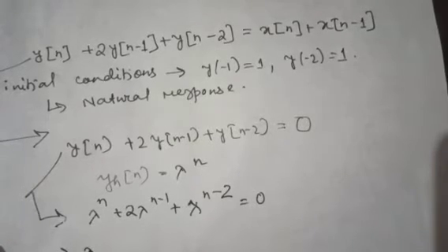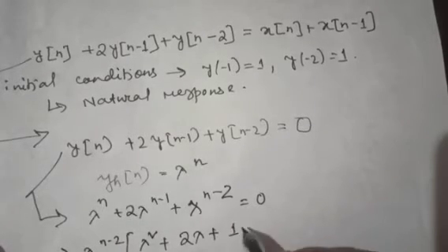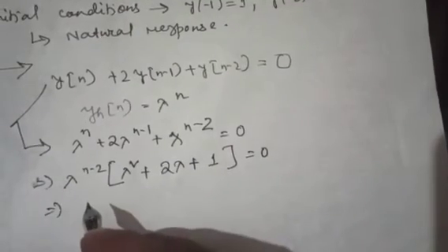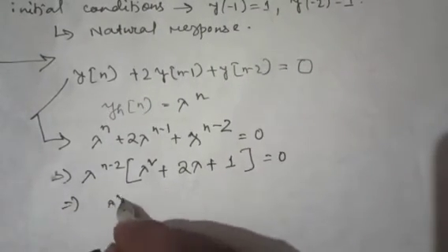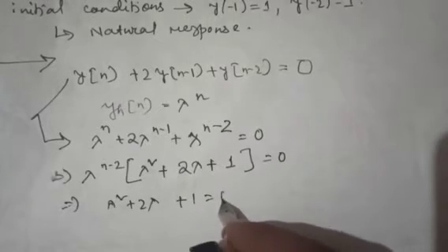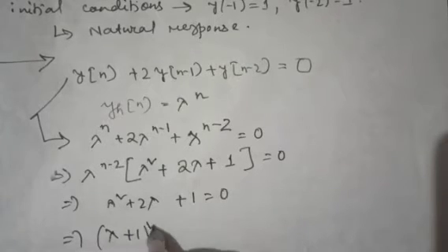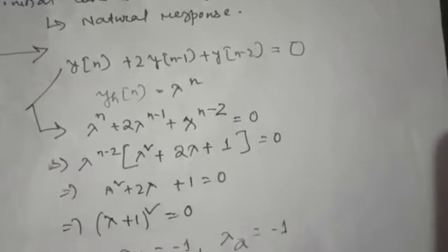From this, making lambda to the power n minus 2 common, it will be lambda square plus twice lambda plus 1, which is equal to 0. Lambda square plus twice lambda plus 1 is equal to 0, and the roots are nothing but lambda plus 1 whole square, which is equal to 0. So therefore lambda 1 is minus 1. There will be two roots, but both the roots are equal, so lambda 2 is also minus 1.